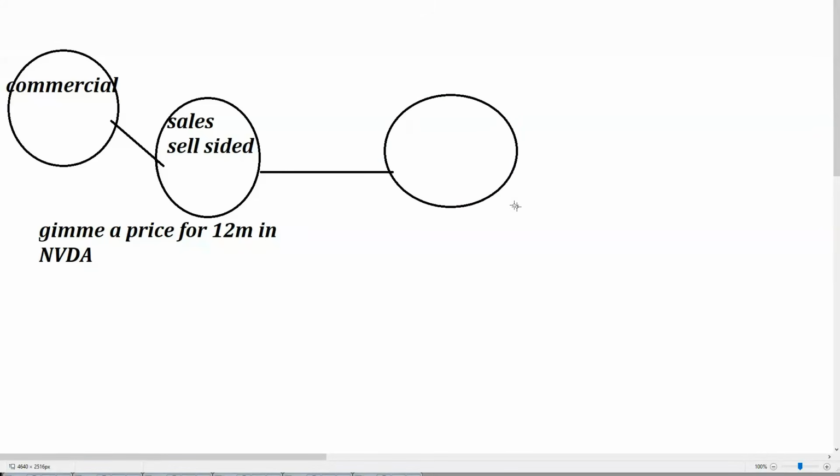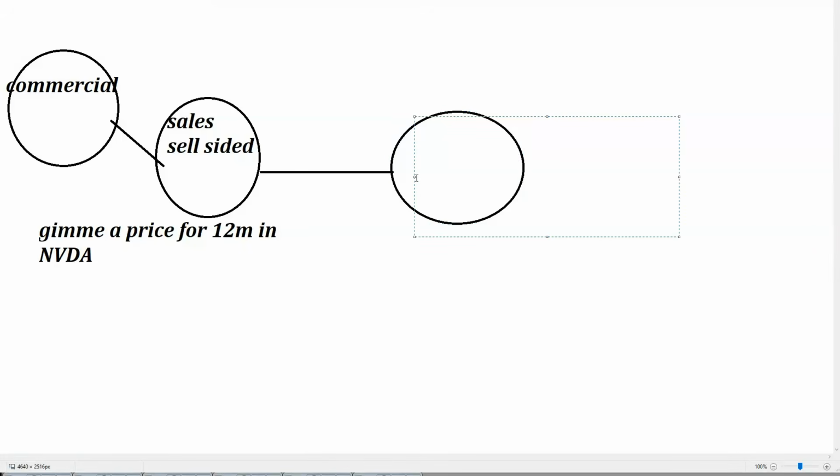So what our sell side guys do is that the sell side guy contacts the trader desk and says to the trader, what price are you going to give me for 12 million Nvidia shares? And the trader is going to look at that and say, okay, the price I'm going to give you for 12 million Nvidia shares on the basis that the guy is, for example, selling it.